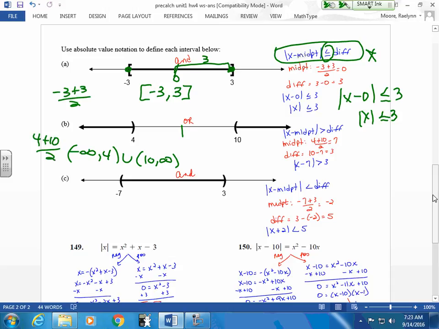Divided by 2, so your midpoint is 7. And the distance from here to here is 3. So fill in: this is an OR statement, and it's an open circle. So x minus your midpoint, which is 7, greater than the distance between them, 3. And that's it. You built your equation.